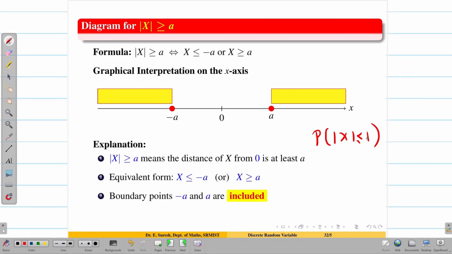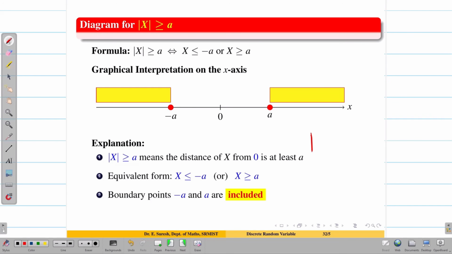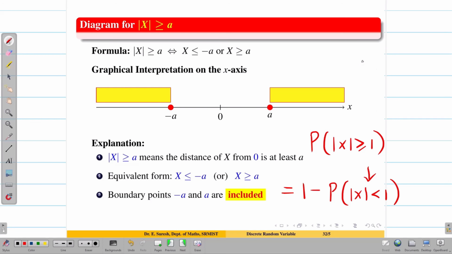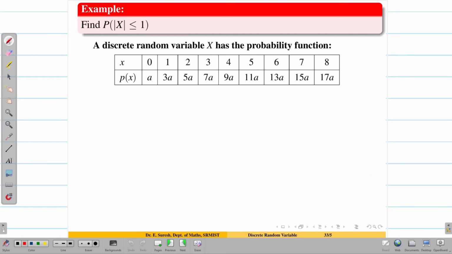But from the problem solving point of view, if they ask probability of mod x less than or equal to 1, I can solve it easily. But if they ask probability of mod x greater than or equal to 1, it is tough to solve. So it is better to use the complement formula, 1 minus probability of mod x less than 1. And it is easy to find mod x less than 1, that is x lies between minus 1 and 1.